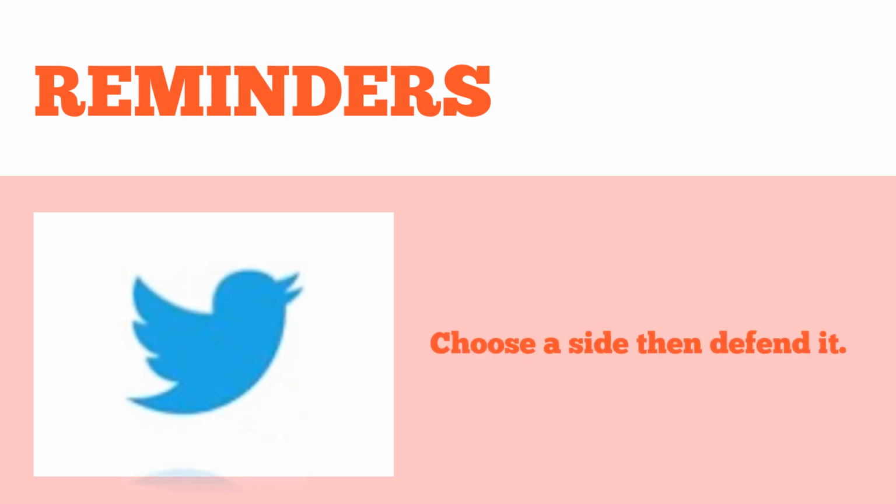Next. Choose a side, then defend it. So, in writing a persuasive essay, you are trying to convince people to believe on your side. So, with that in mind, you should be choosing a side, whether you are positive about something or negative about something. So you just need to choose a side and then defend the side that you have chosen by presenting your information or data.